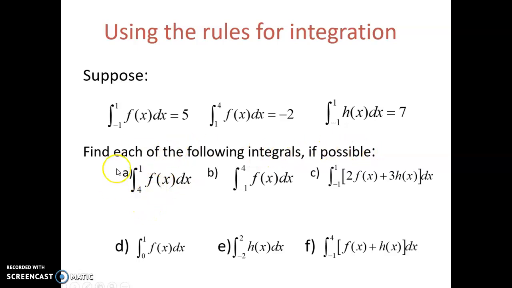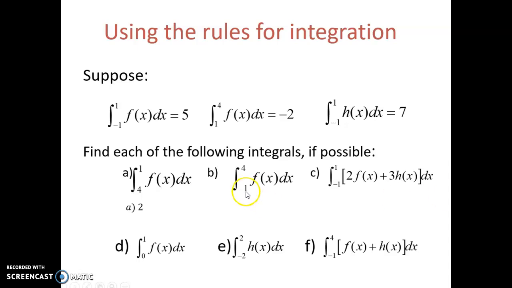All right, so let's look at part A. Part A says, if I want to know the integral from 4 to 1 of f of x. Well, I was given right here in the second one the integral from 1 to 4. So if I change my bounds using my rules, it would then change the sign of my integral. So what was a -2 will now become a +2 because I've now inverted my bounds, which means I've changed direction.